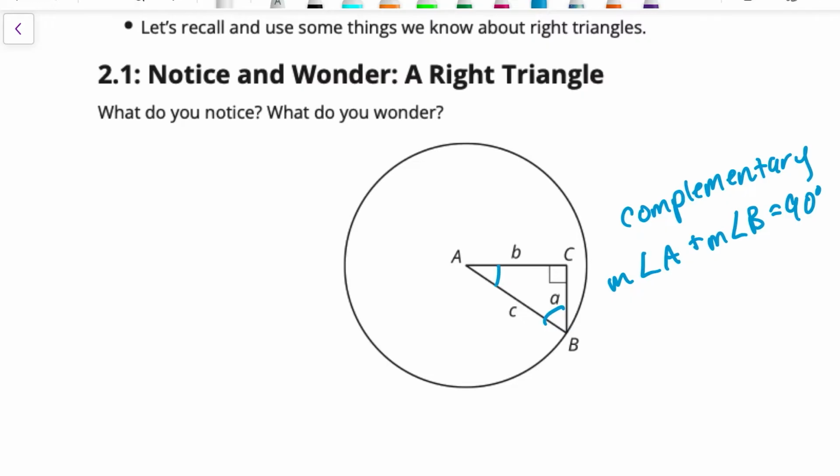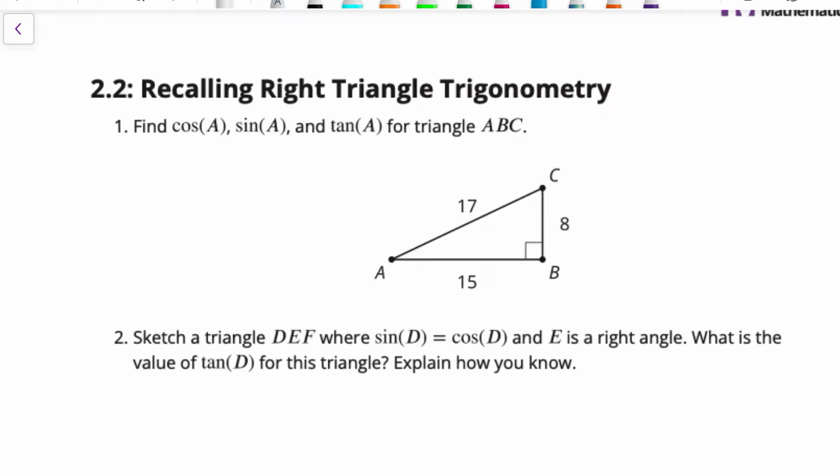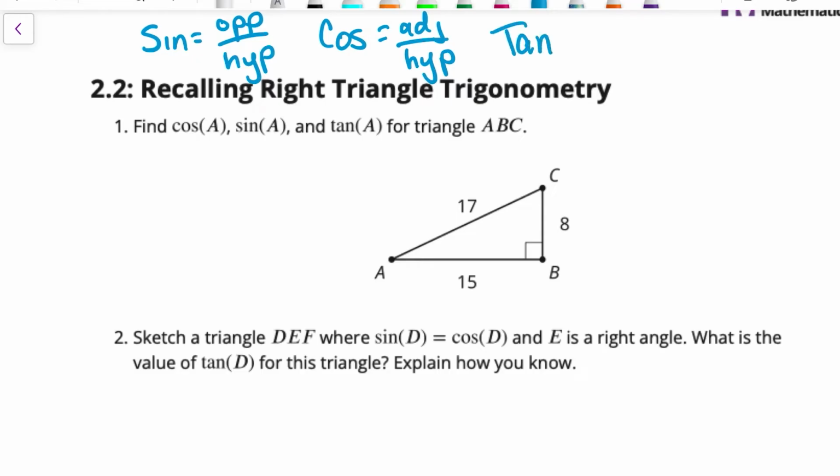All right, let's take a look at 2.2. Recalling right triangle trigonometry. So hopefully we remember this from geometry. Find cosine of A, sine of A, and tangent of A for triangle ABC. So let's refresh our memories. Sine is opposite over hypotenuse. Cosine is adjacent over hypotenuse. And tangent is opposite over adjacent. You may remember SOH CAH TOA. And depending on who you had, they might have written it a little bit differently.